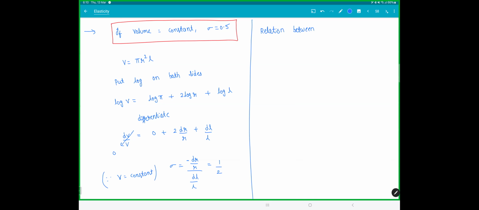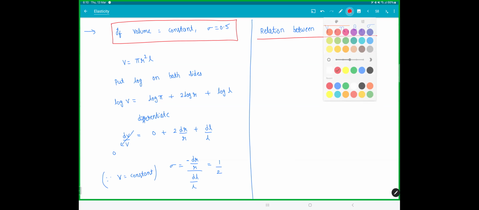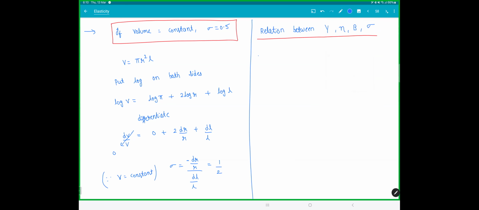And the last thing, they can ask you the relation between Young's modulus, rigidity modulus, bulk modulus, and sigma. We don't have the derivation for this, but again, a CET type question. Mains may never have asked so far, but CET may have seen this thing being asked. 9 by Young's modulus is 1 by bulk modulus plus 3 by rigidity modulus.